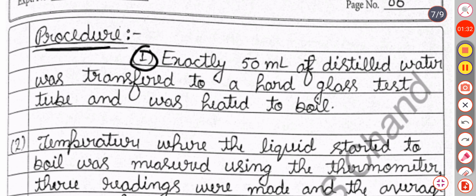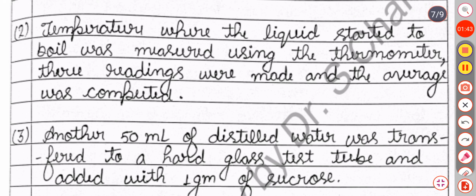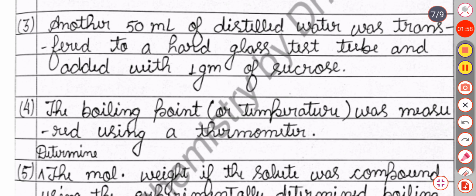First procedure is exactly 50 ml of distilled water was transferred to a hard glass test tube and was heated to boil. In the second procedure, the temperature where the liquid started to boil was measured using the thermometer. Three readings were made and the average was computed. In the third procedure, another 50 ml of distilled water was transferred to a hard glass test tube and added with 1 gram of sucrose.